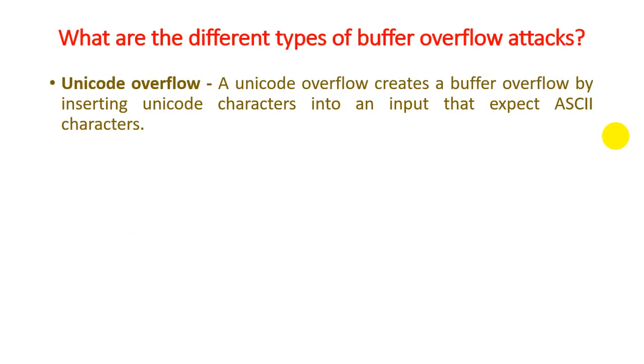And the last one, Unicode overflow. A Unicode overflow creates a buffer overflow by inserting Unicode characters into an input that expects ASCII characters. The hacker provides input as Unicode where the system expects ASCII. So if a user can somehow insert Unicode characters where ASCII characters are expected, it is known as a Unicode overflow.